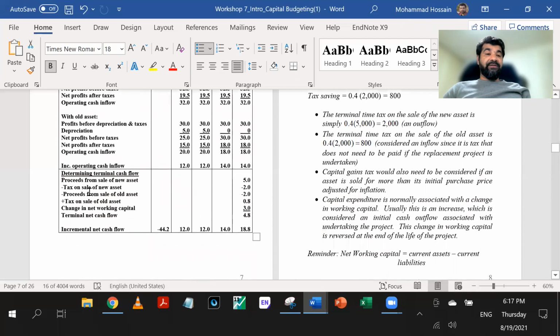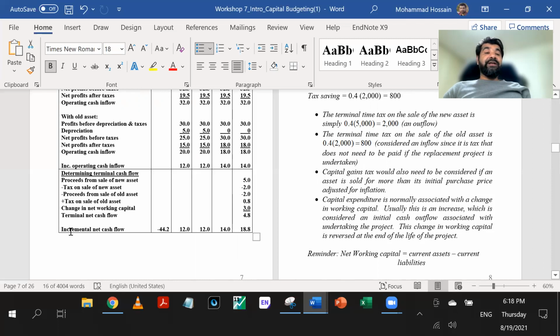So here you go. The salvage value will be 5,000. Tax on sale of the new asset: tax will be minus 40%, so 5,000 times 40% is 2,000. Proceeds from sale of the old asset, $2,000 you get from the old asset, plus tax on sale of old asset is 0.8. We calculated that already. And the change in net working capital is 3,000. The terminal net cash flow will be 4.8. It's all plus and minus.